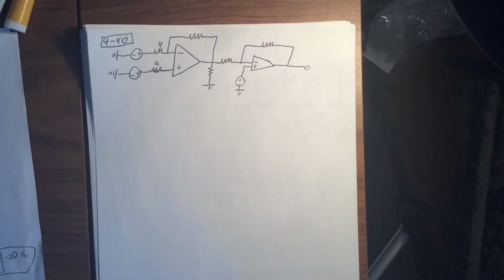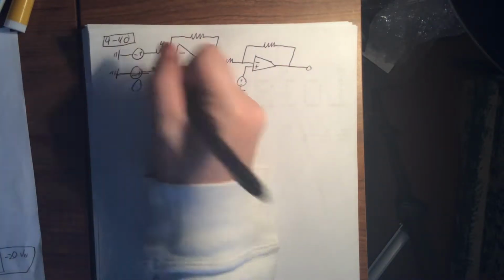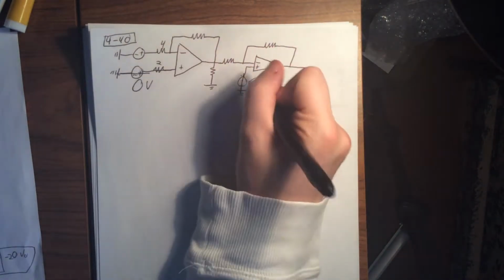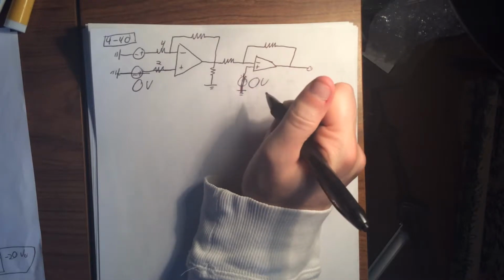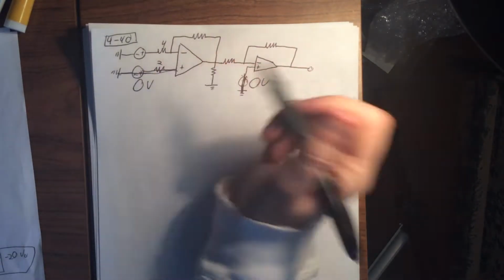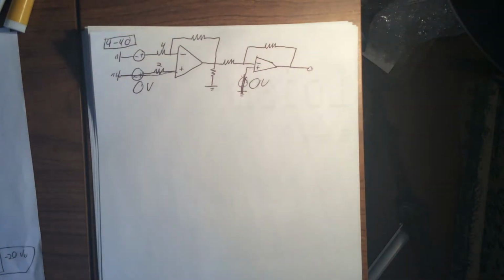So this problem is 4-40 and it's asking us to develop a block diagram representation for the circuit. And it's saying VS2 equals VS3 equals 0. So this is going to be 0 volts, 0 volts. So this is just going to be going down too. So we know that that's out, that's out, that's out. So this is going to be 0 volts coming in, this is 0 volts coming down. Nice and easy.